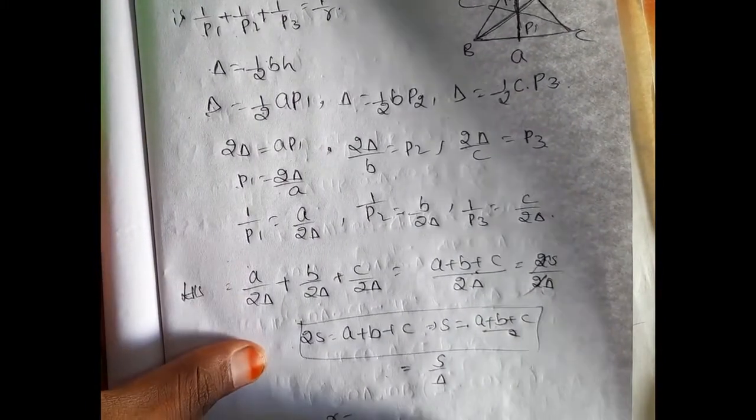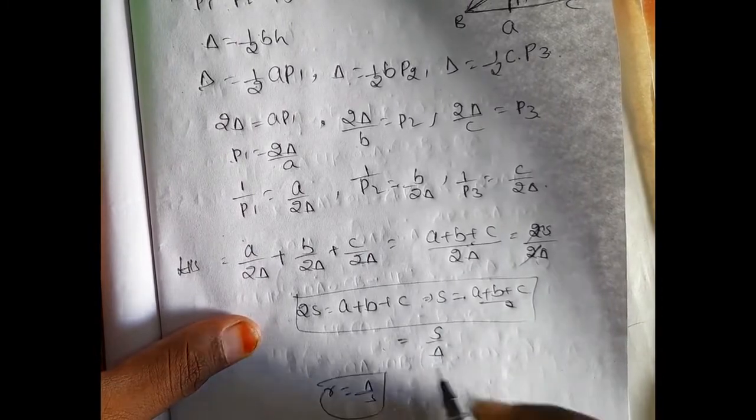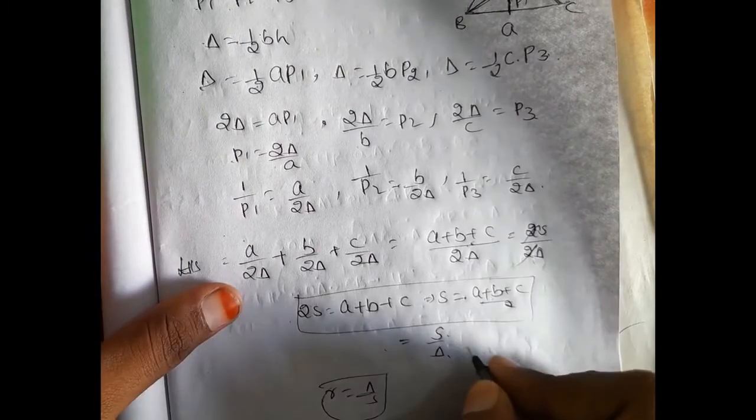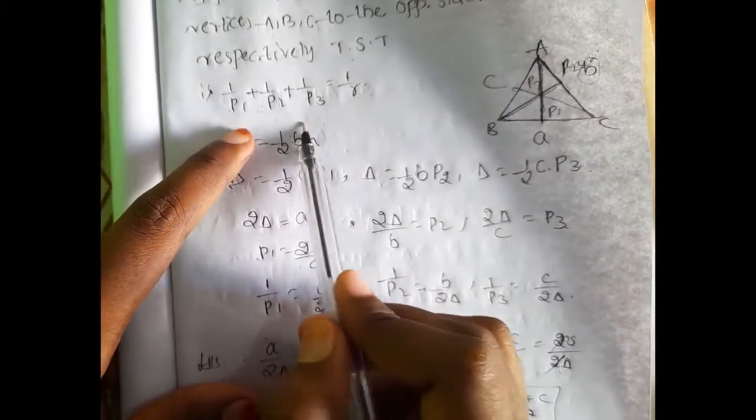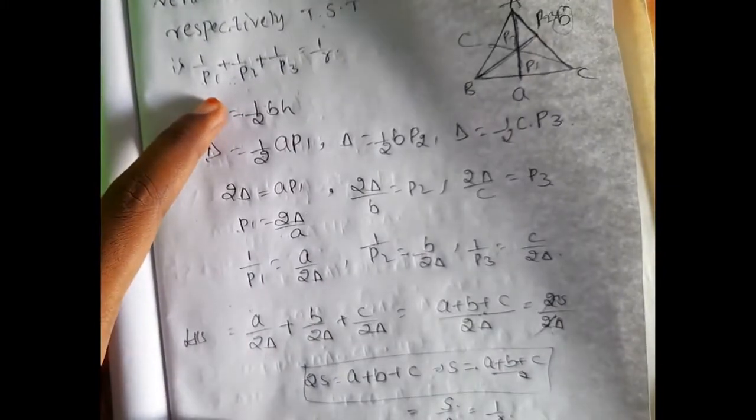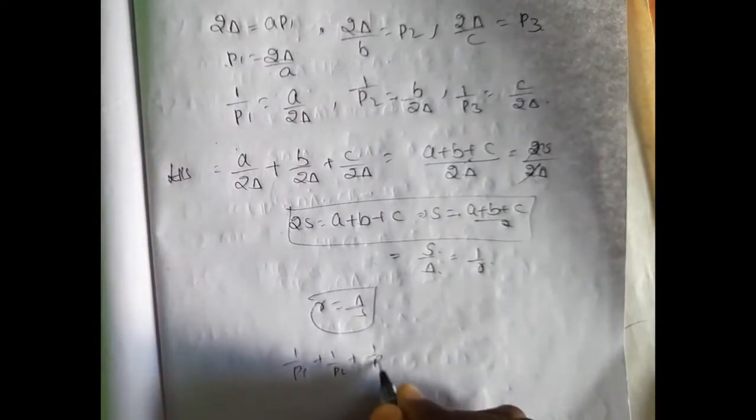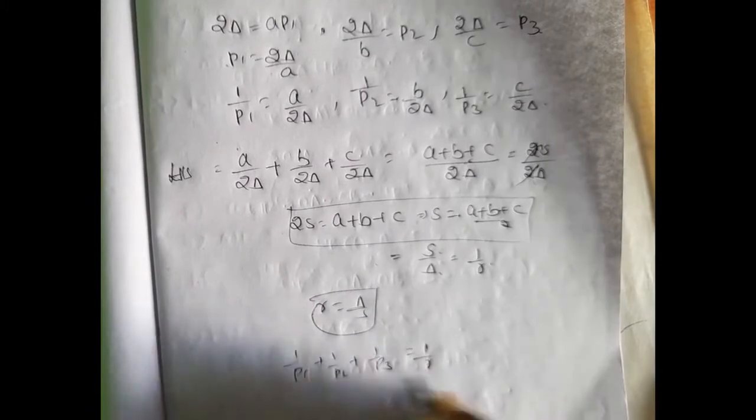What is the formula of R in general? Delta by S. So what is S by delta? It is 1 by R. So now what we got? 1 by P1 plus 1 by P2 plus 1 by P3 equals 1 by r. Hence proved. The first condition was proved.